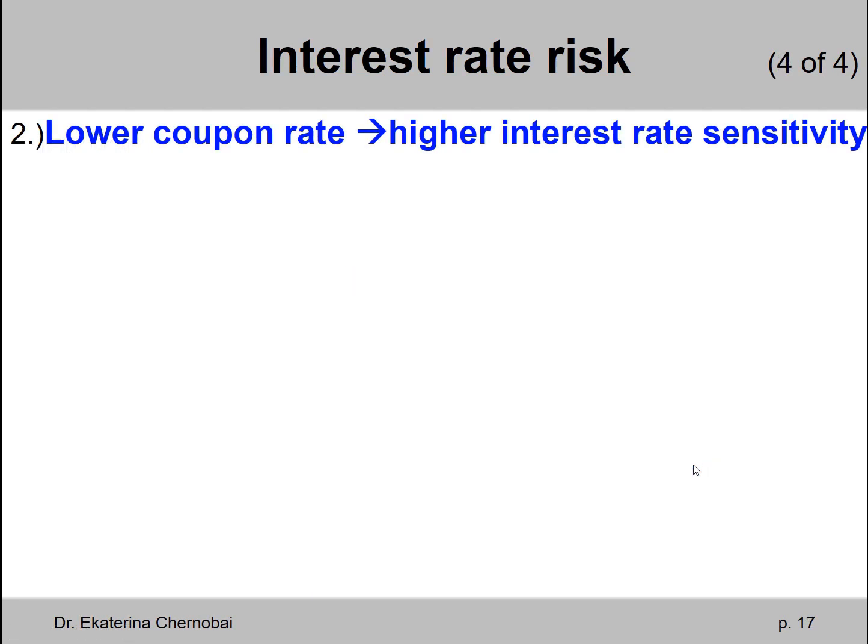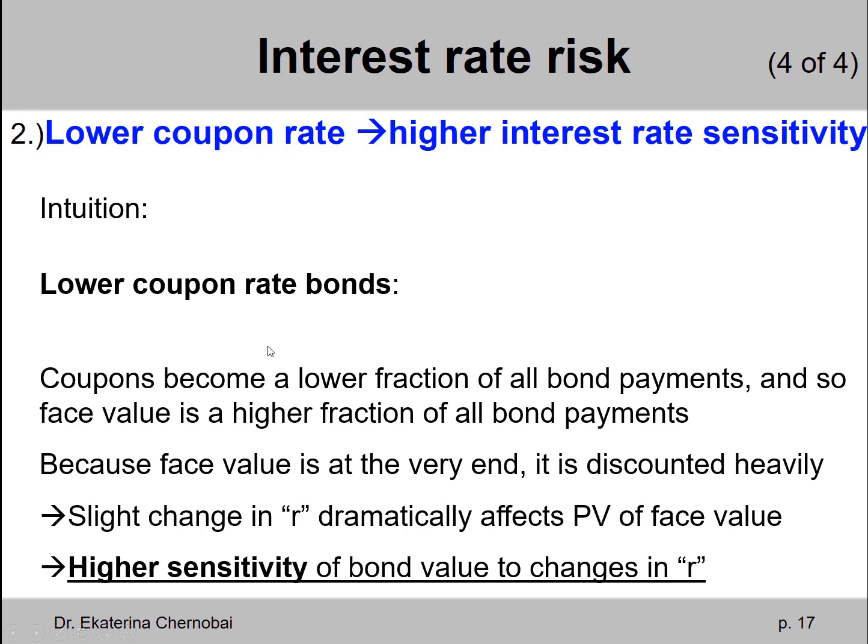Turns out there is another factor that plays a role. We get exactly the same higher sensitivity of bond value to interest rate changes if we have a bond with a lower coupon rate. And actually, the intuition is exactly the same as earlier with longer term bonds. So think about what a lower coupon rate bond really means. If the coupon rate is low, right, some small percentage, like 3%, 2%, then relative to the coupon payments, the $1,000 face value will seem like a huge number, right? So the face value is a much higher fraction of all bond payments on the bond payment timeline.